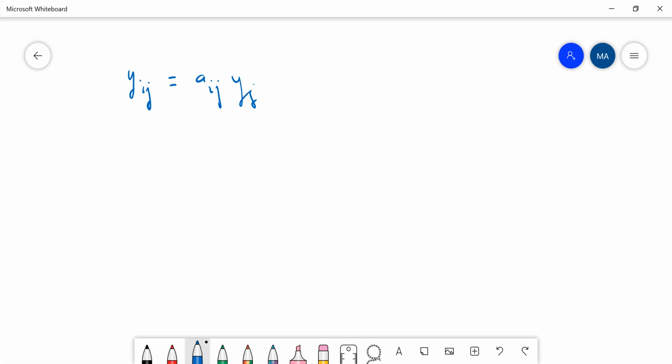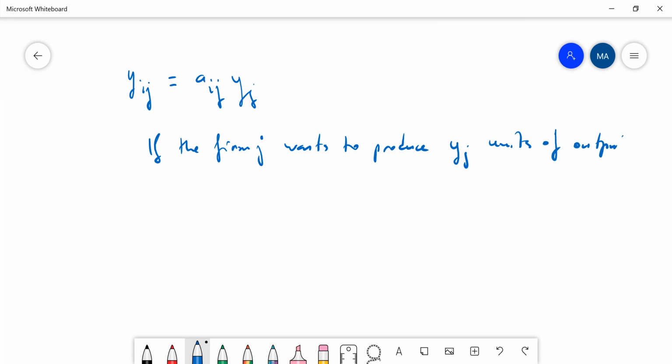So what you see is this. If the firm j wants to produce Yj units of output, it needs Yij units of good i. So here Aij is a real number.